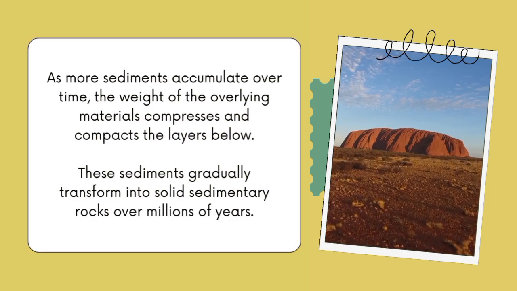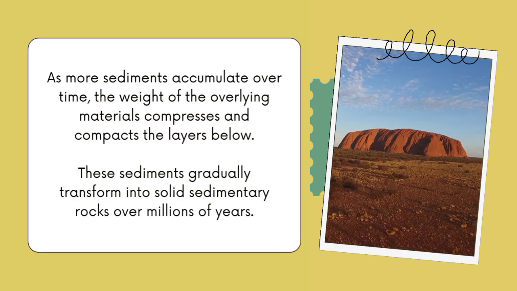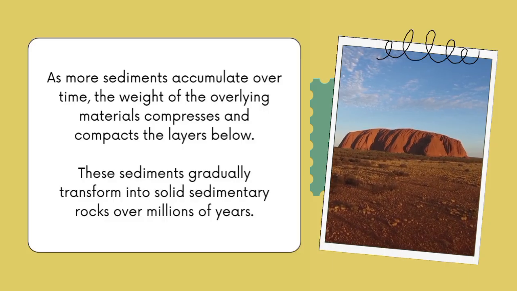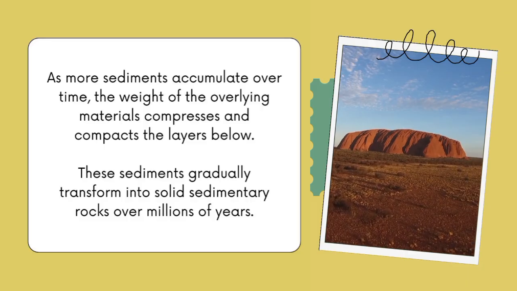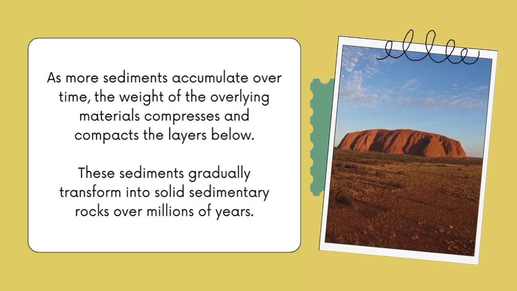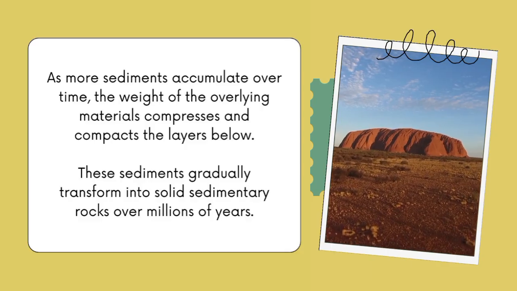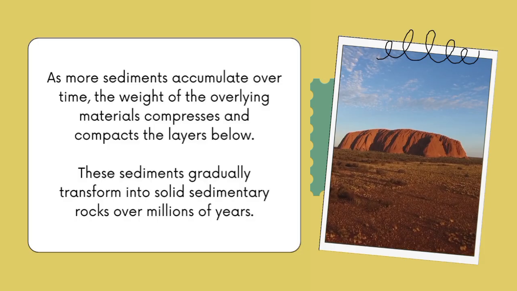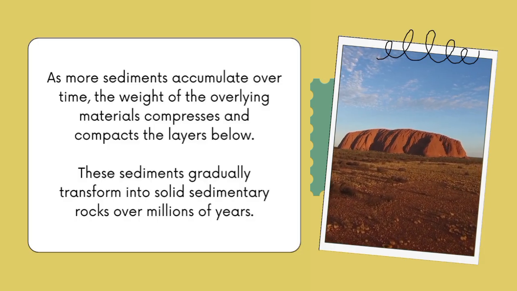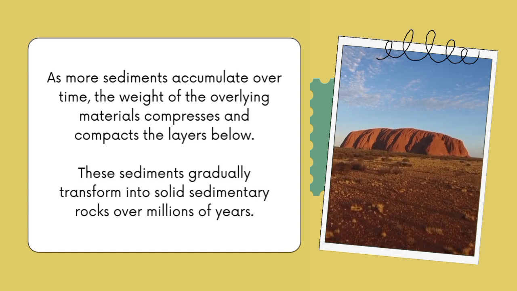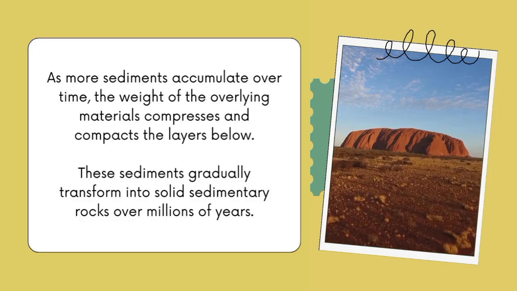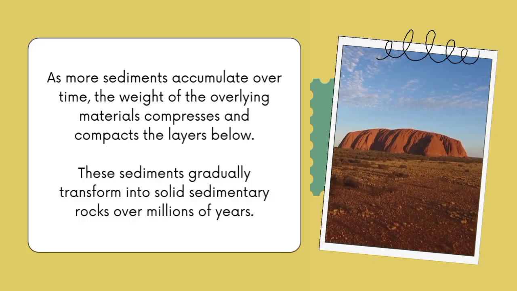Next, we have the sedimentary rocks formed over millions of years, and it is the process of compaction and cementation. When these sediments accumulate, the weight of the layers above presses down on the lower layers, compressing them. Over time, minerals in the sediments bind together, forming solid sedimentary rock. The image shows Uluru, Ayers Rock, a famous sandstone formation in Australia. It is an example of how layers of sediments were compacted and cemented over time to create a massive rock structure.